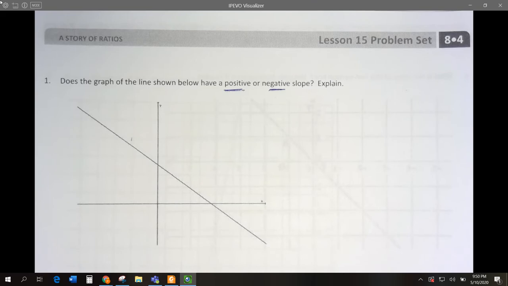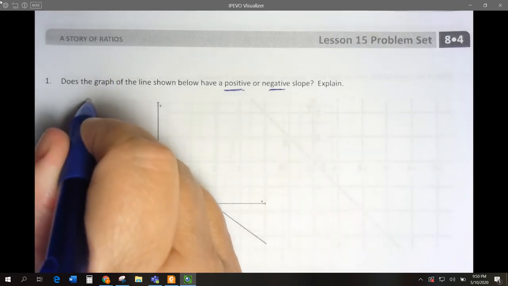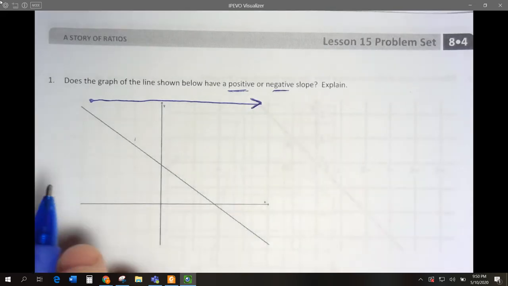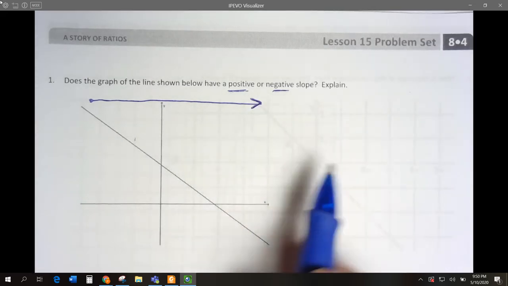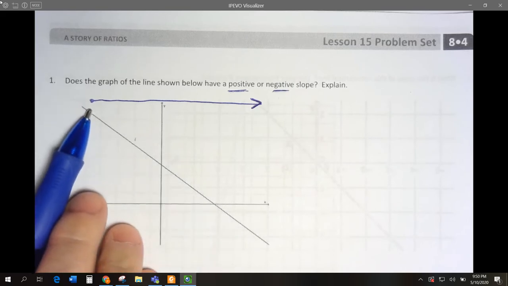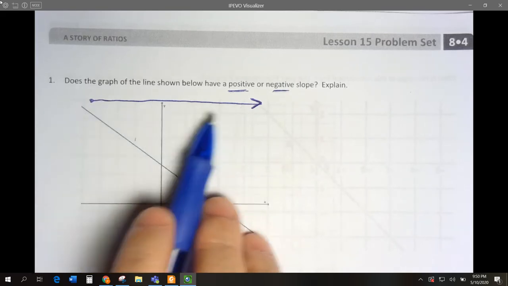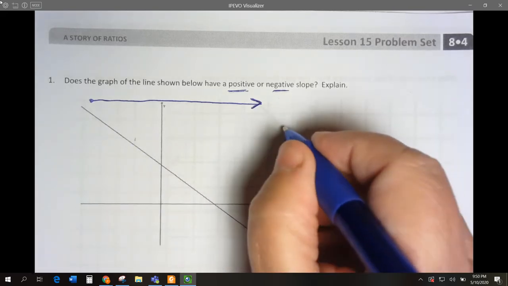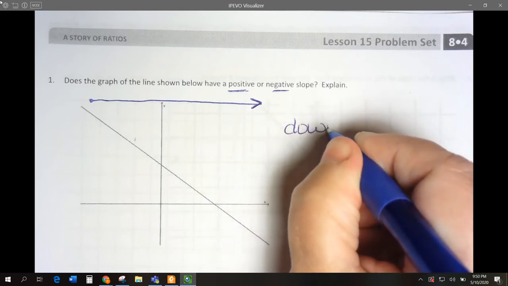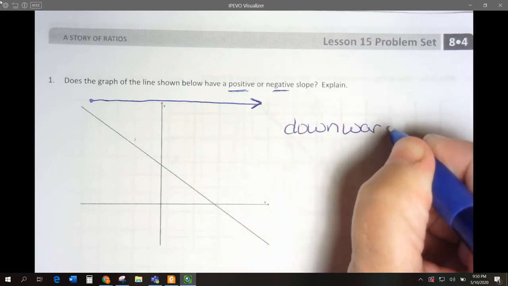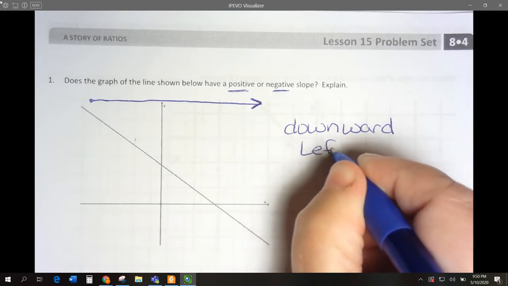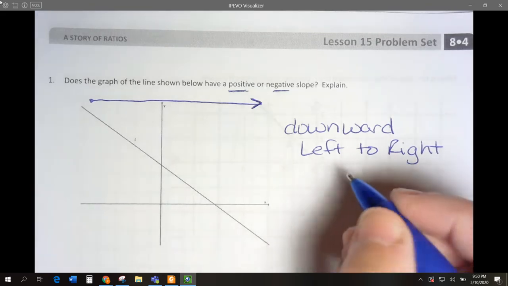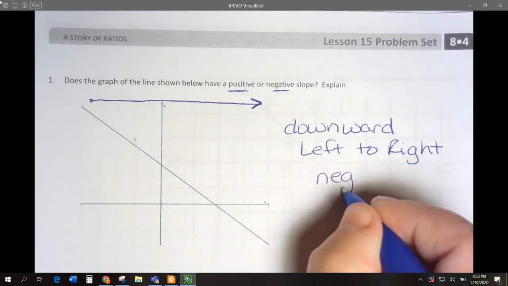So whenever we determine slope, we always go from the left to the right. Just like reading a book, we go from left to right. And we determine, is this line going in an upward direction or a downward direction when it's going left to right? This is going down, right? This is a downward direction. Downward direction left to right. Therefore, this is going to be a negative slope.